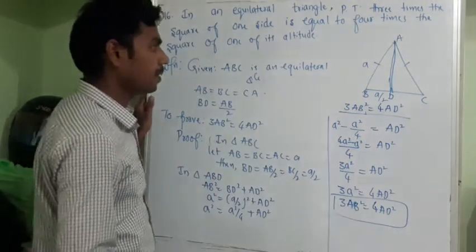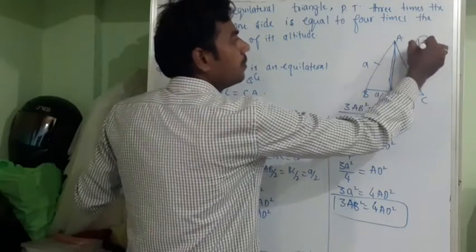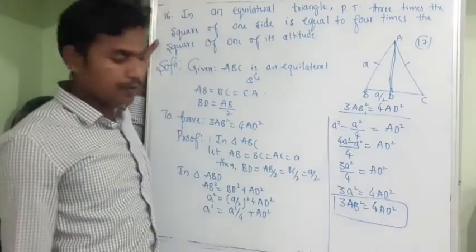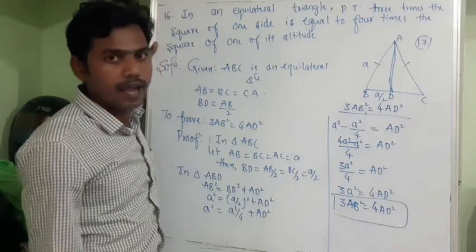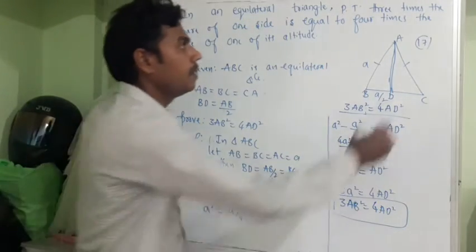And one more thing. 17th is very simple. Based on the Pythagoras theorem, you need to find the angle formed at B. That will be your homework.